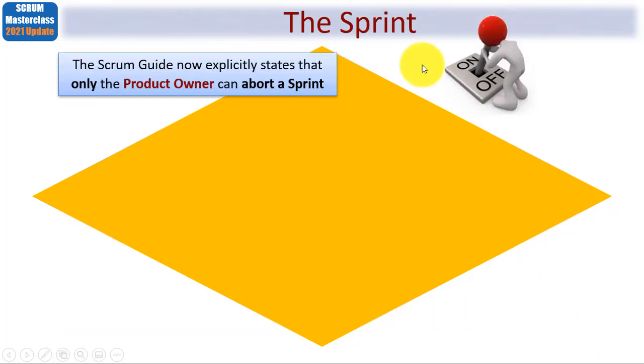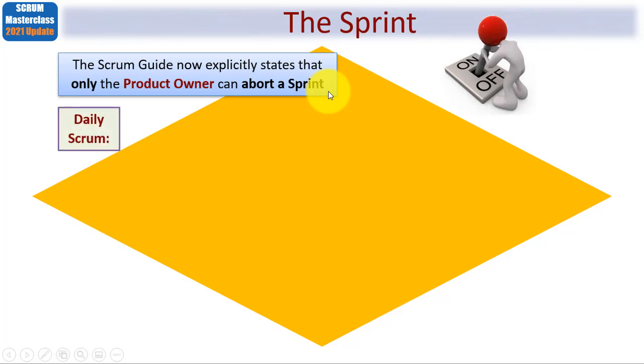Referring to the sprint here, of course, the Scrum Guide now explicitly states that only the product owner can abort a sprint. Previously, you knew that it was the product owner that owned the product backlog and he or she alone prioritized the product backlog. Now it's been made clearer that should a sprint need to be aborted, only the product owner can do that, inferring of course that the development team can't make that decision. Although of course the product owner may follow advice from the development team in such a situation.